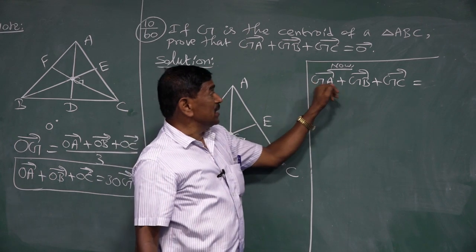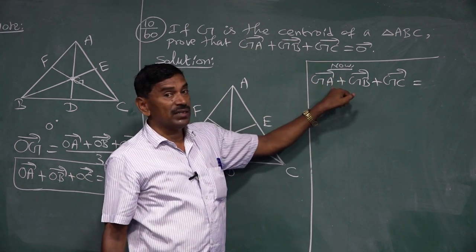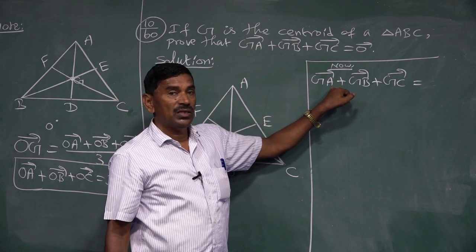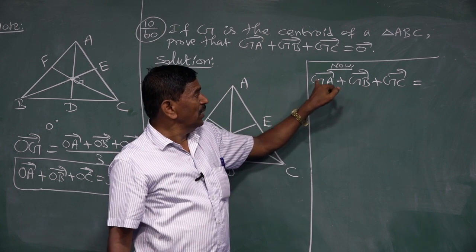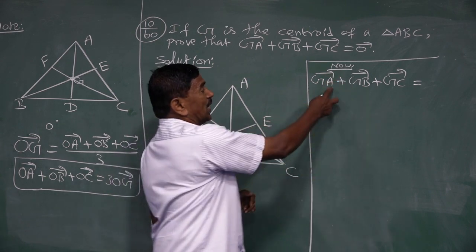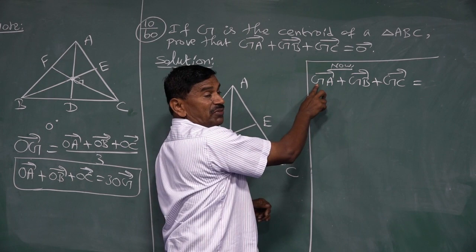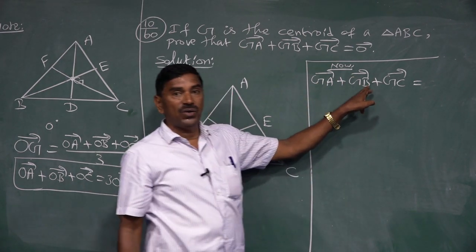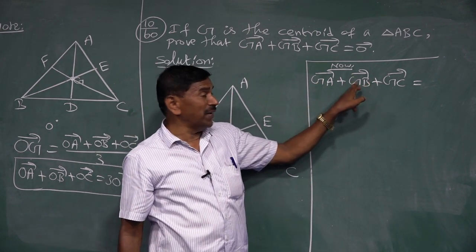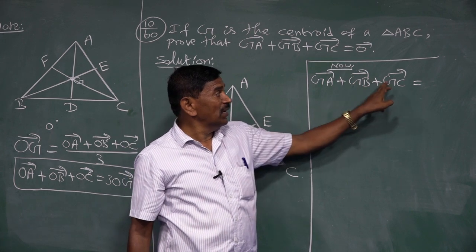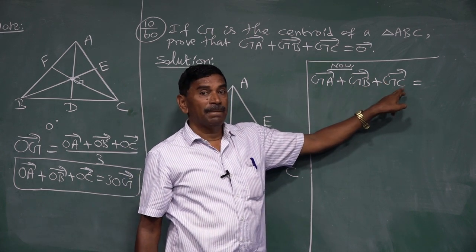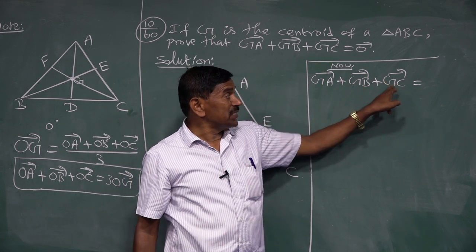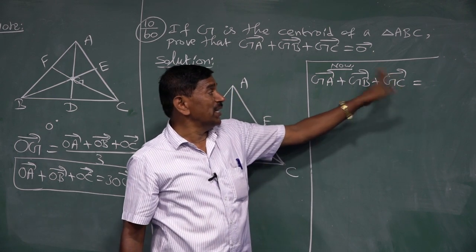Okay. What is GA vector? Can you tell me what is GA vector with respect to origin O? Yes, second minus first. GA vector is equal to OA vector minus OG vector. GB vector equal to OB vector minus OG vector, second minus first. GC vector equal to OC vector minus OG vector, second minus first. So that is a preparation.